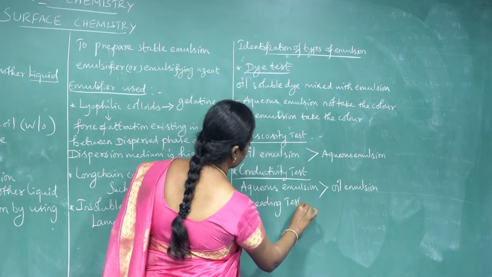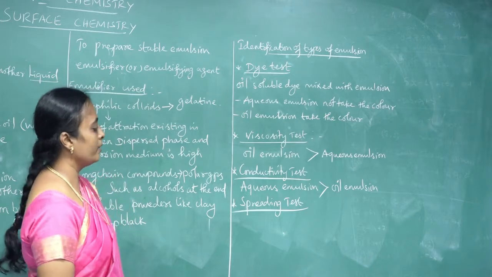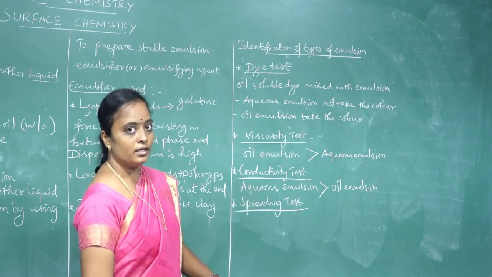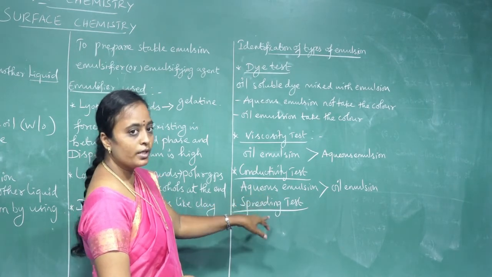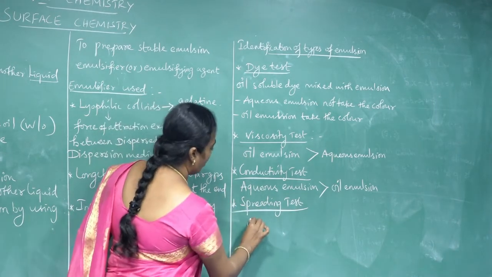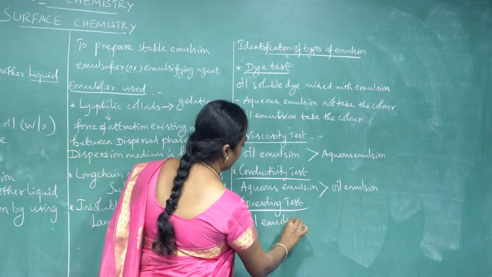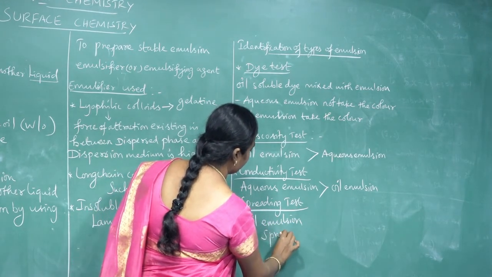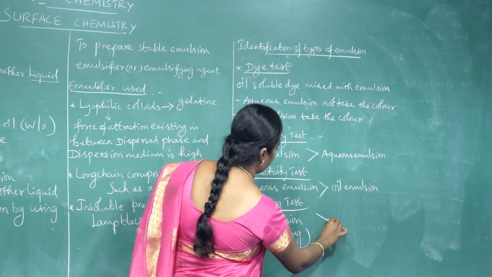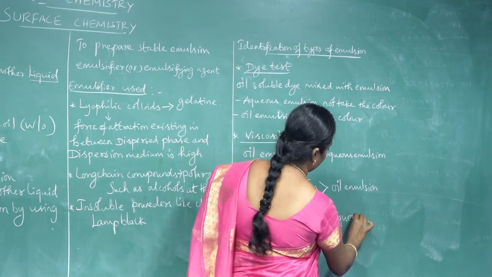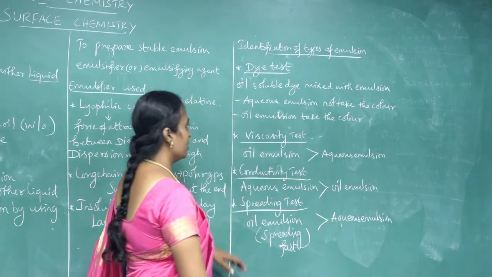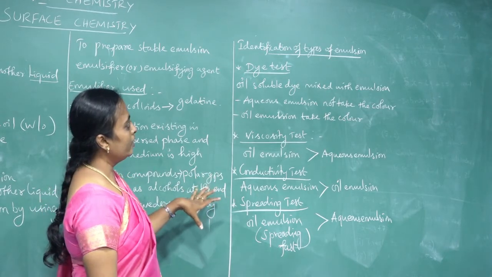And the last is the spreading test. Spreading means dissolving capacity. Here the oil emulsion will spread readily compared with the aqueous emulsion. So the spreading will be fast in the oil emulsion. Okay, so we have seen there are 4 types of tests to identify the types of emulsion.